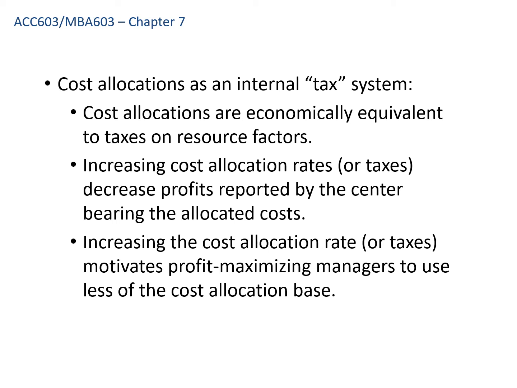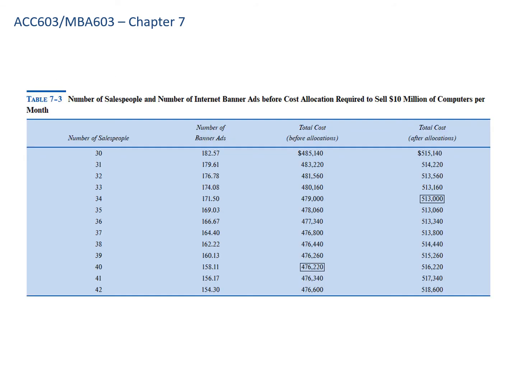So the book gives an example of assessing human resource costs, the cost of the human resource department, based on the number of salespeople. And that's going to influence the decision that the manager of that particular division or area makes about how much they spend on banner ads and how much they spend on salespeople, right? There's an optimal mix of spending to result in the most profitability for that particular division.